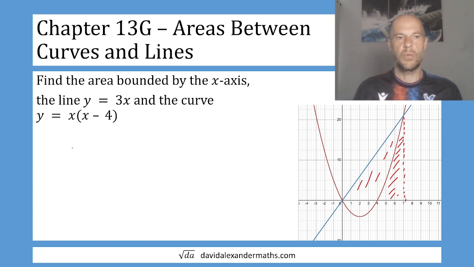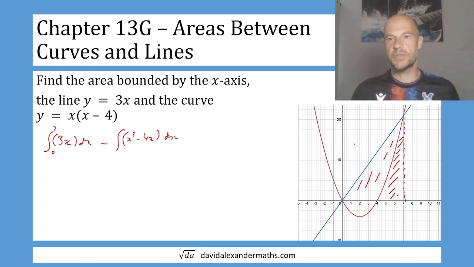So this is going to be the integral of 3x between 7 and 0, and I'm going to subtract the integral of x squared take away 4x, but this isn't between 7 and 0, this is just between 7 and 4. So we just need to be careful with our limits here.